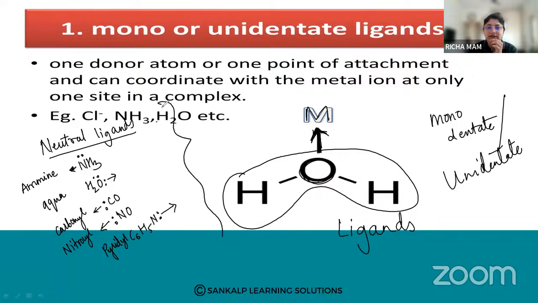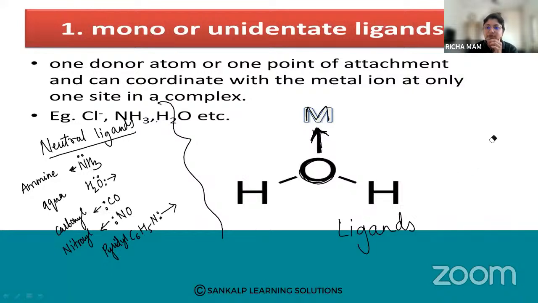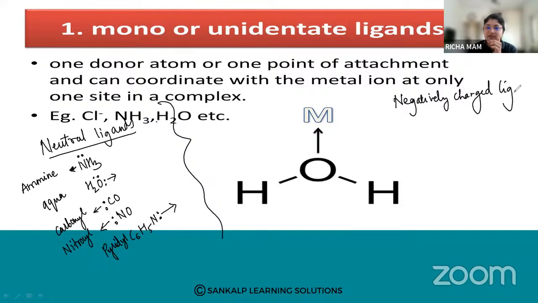These are examples of neutral ligands. Let me give you the examples of negatively charged ligands. Which are the examples of negatively charged ligands? First is the cyano group, in which C is the attachment. Then hydroxo, OH, in which O is the donor. Then thiocyanate.